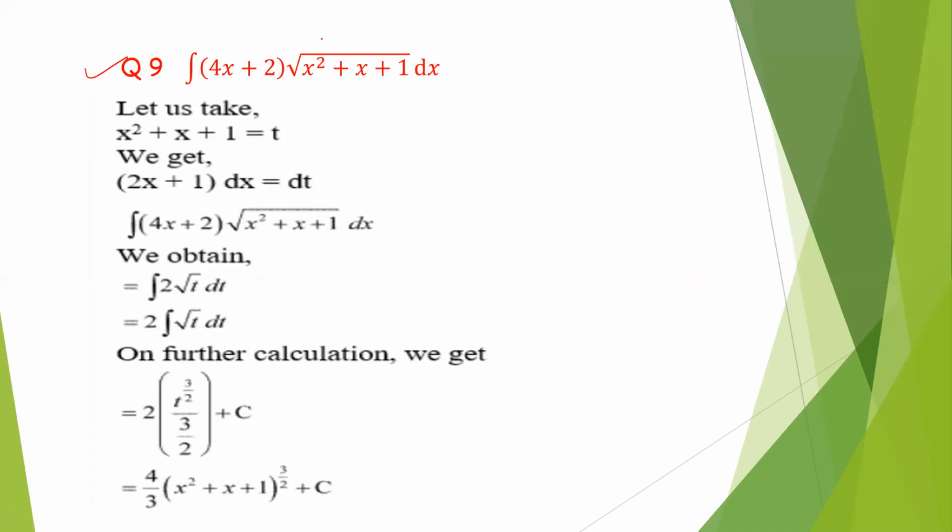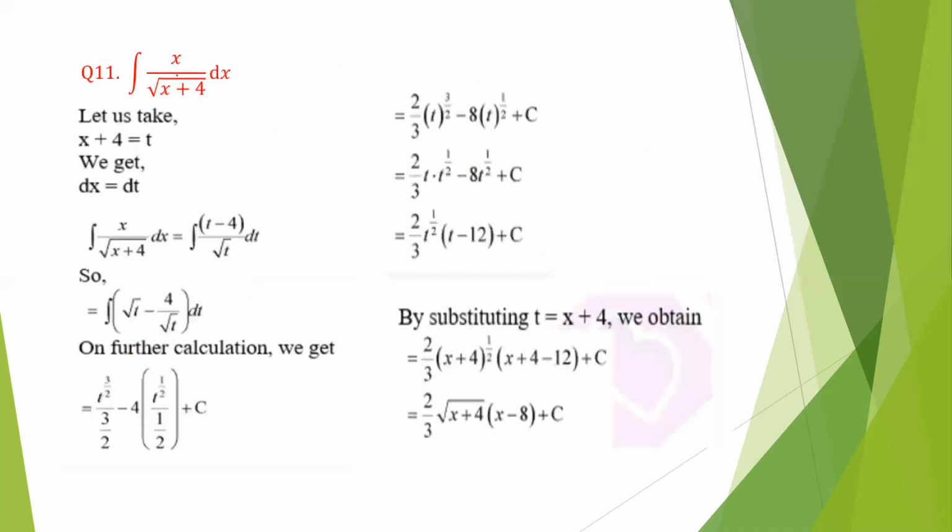So which part will you take as t? This part. We'll take this part as t. Okay. And we have to convert whole x into t. Next, which function will you take as t? Root x plus 4. So root x plus 4 equal to t, then x plus 4 equal to t square. Sometimes you can take x plus 4 also as t. That is your choice. So this also you have to solve yourself.